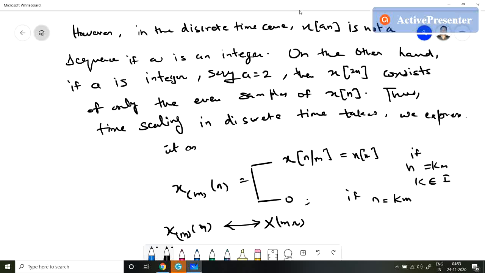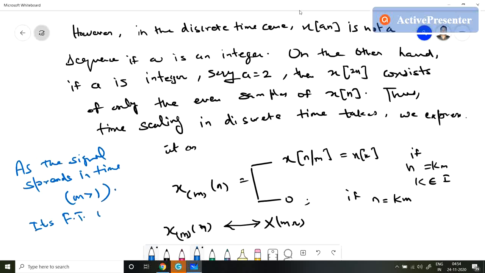So it states again the inverse relationship between time and frequency, that is, as the signal spreads in time, we say that for m greater than 1, the signal will spread in time. Its Fourier transform will be compressed.